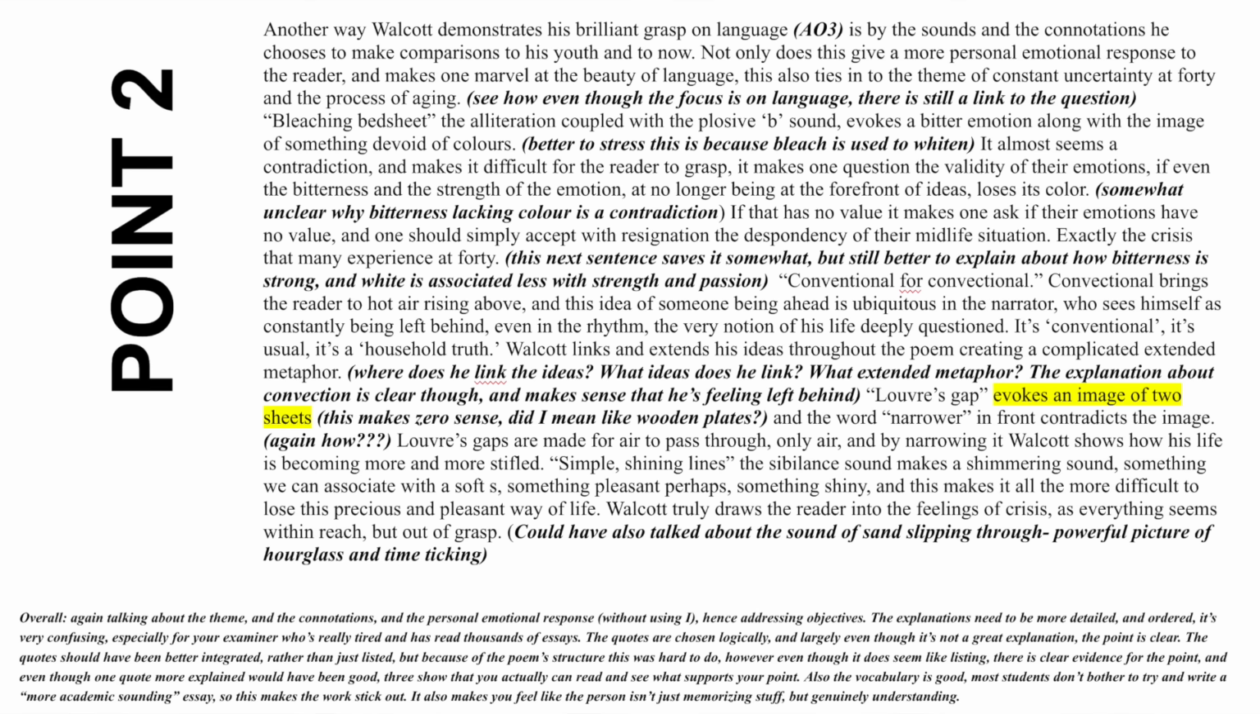Simple shining lines. The sibilant sound makes a shimmering sound, something we can associate with a soft S, something pleasant, perhaps, something shiny, and this makes it all the more difficult to lose this precious and pleasant way of life. Walcott truly draws the reader into the feelings of crisis, as everything seems within reach but out of grasp. It's one page. There are no paragraph breaks. Reading this feels like I'm going through an existential crisis and doing that thing that Walcott is doing about it being stream of consciousness and just letting it all out. Oh, I know that's sibilant, so I'm just going to write it sibilance.